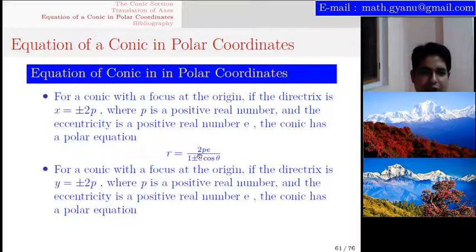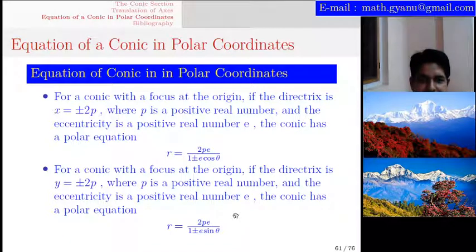Now, for a conic with a focus at the origin, if the directrix is y equal to plus or minus 2p, where p is a positive real number and the eccentricity is a positive number e, the conic has the polar equation r equal to 2pe by 1 plus or minus e sin theta.